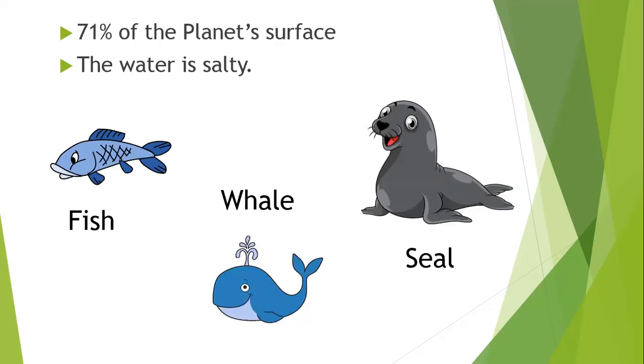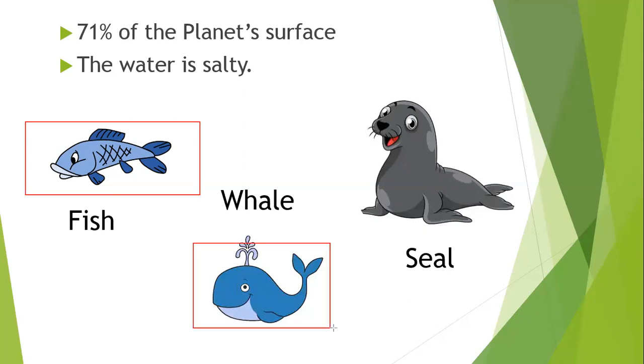And in the ocean, we can find fish, whales, and seals, among other animals. So let's talk about what these animals can do. A fish, it makes its habitat in the ocean. What can a fish do? Well, a fish can swim in the water, okay? A fish can breathe underwater. A fish can see underwater.